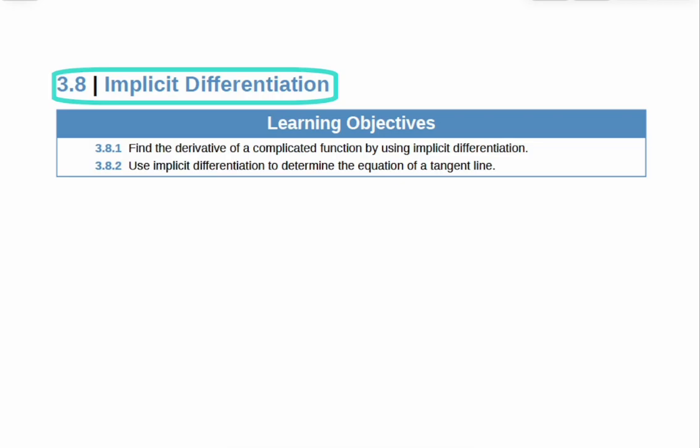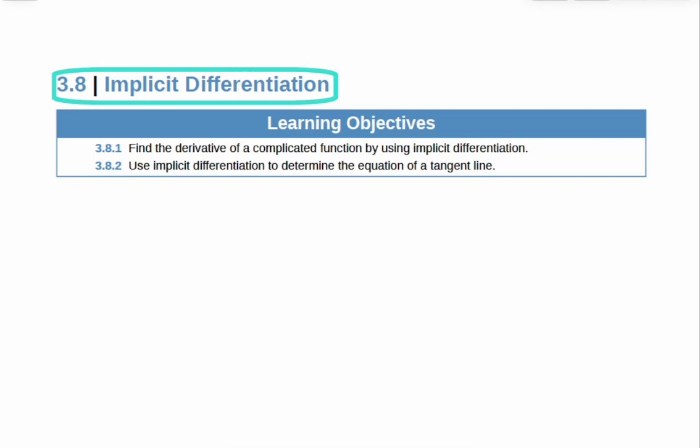So, in 3.8, we're going to talk about implicit differentiation. Up to this point, we have been doing derivatives, and you might have noticed that all of our equations said y equals or f of x equals. They had been explicitly solved for y.